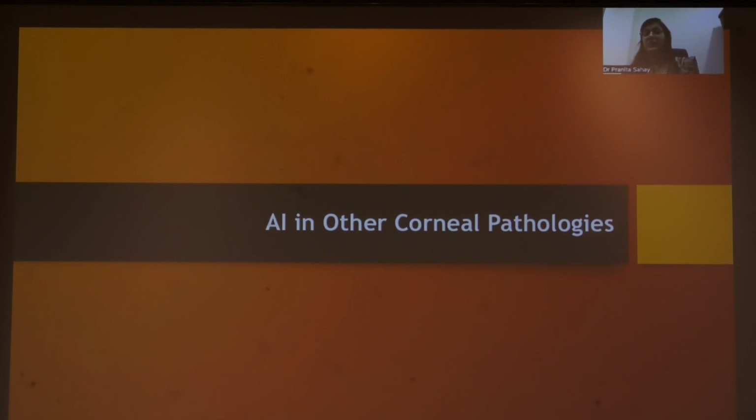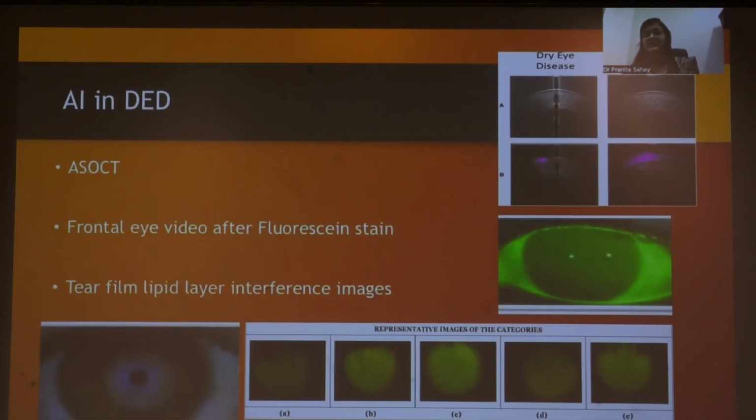Now, various other corneal pathologies where AI is being explored are dry eye disease, wherein ASOCT images have been used to assess the thickness of the tear film. Frontal eye videos have been used to assess the tear breakup time. Tear film lipid layer interference images have been used to assess the lipid layer breakup patterns, to diagnose evaporative dry eye when compared to aqueous deficient dry eye.